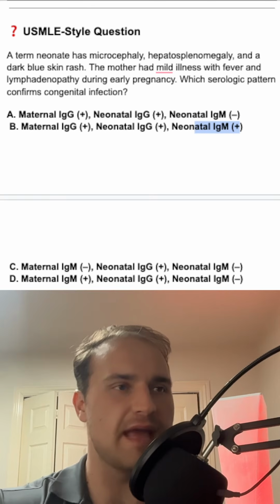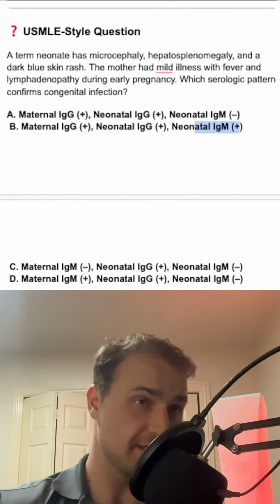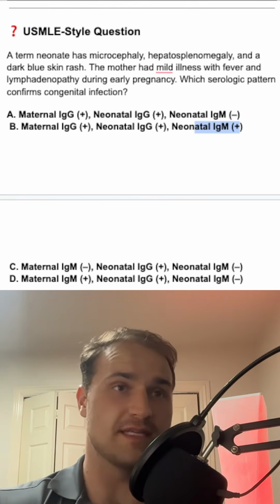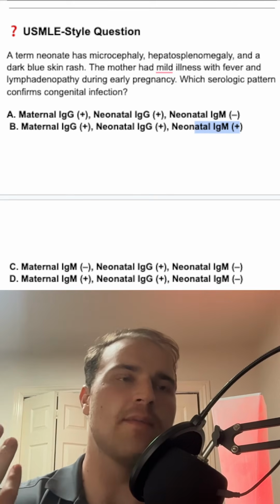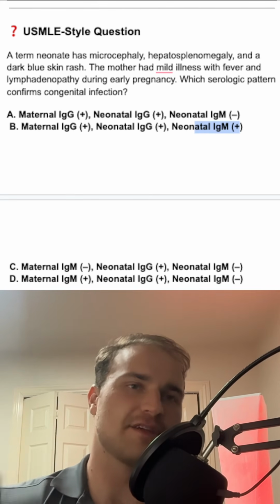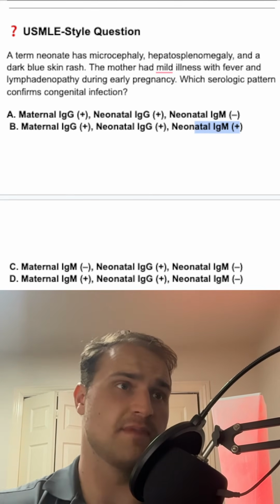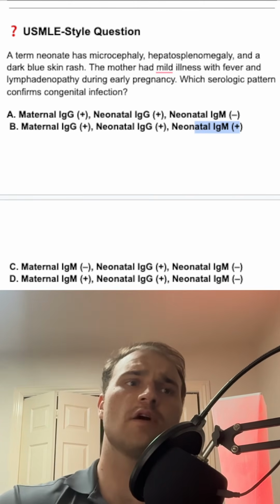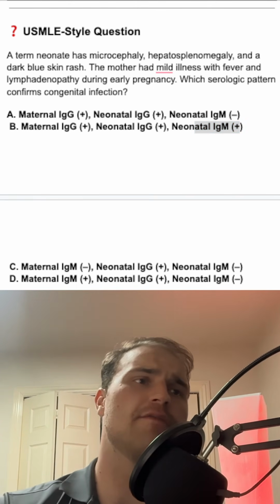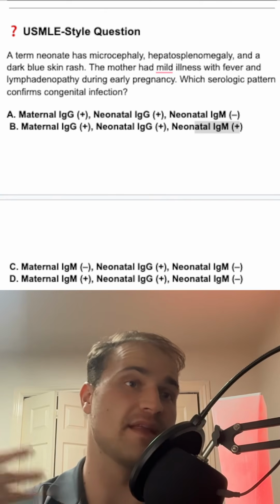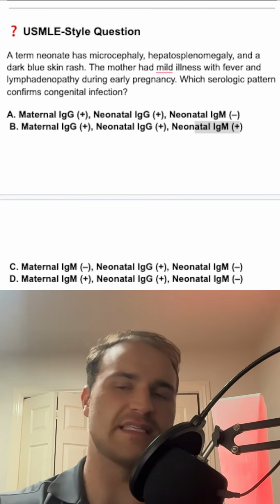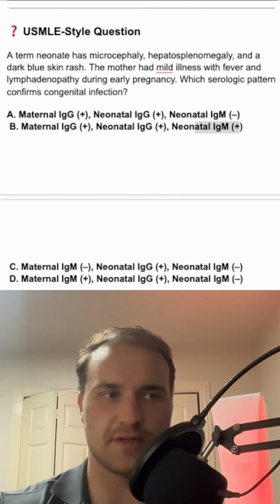And so why does the baby have IgM? Well, it got infected in utero while its own immune system was developing, and so the baby has IgM. That means that the infection happened recently enough that the IgM immune response is still active. So hopefully that clears up any questions we might have. Basically, IgM positive means that the baby made it themselves. IgG positive is passive transfer, and that's seen with TORCH infections.